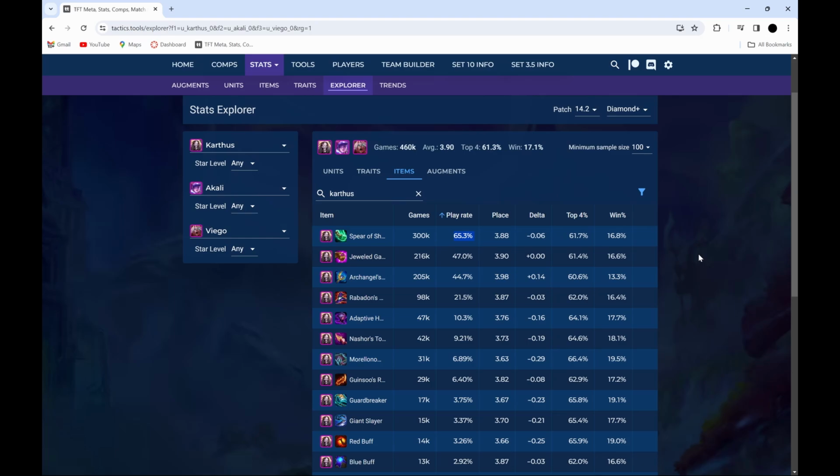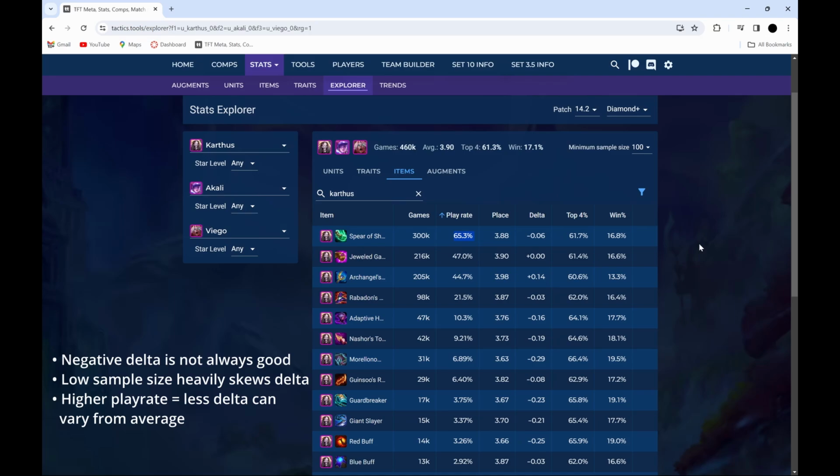So to summarize, negative delta does not always necessarily mean that something is good, and delta is heavily influenced by sample size, by making items with low sample size have extremely exaggerated statistics. And finally, as items increase in play rate, they have less overall potential to deviate from the average performance.